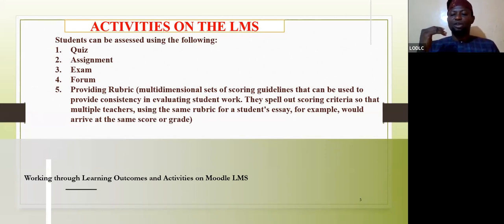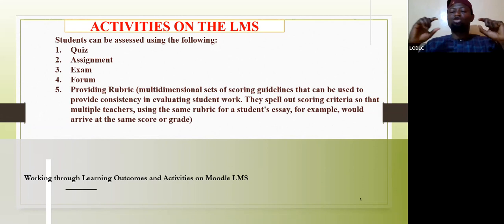So this formative assessment measures how a student is learning during the course of study. During his learning, whatever the assessments that we give to students is what we refer to as formative assessment. And most times it is not graded.